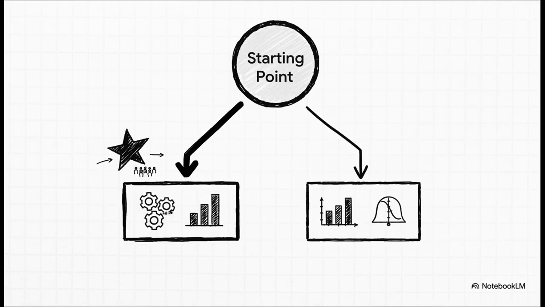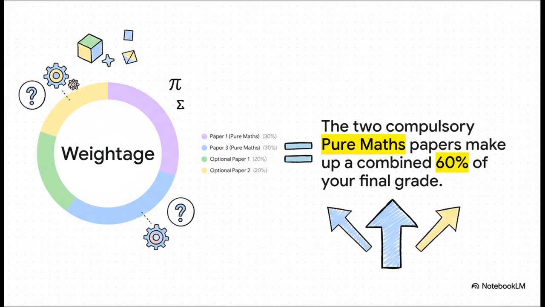Now for those 2 optional papers, you basically have a couple of paths. You can either pair Mechanics 1 with Statistics 1, or you can go all in on Stats with S1 and S2. But here's the thing you should know, that M1 and S1 combo is by far the most common choice students make. So how does this all add up to your final grade?